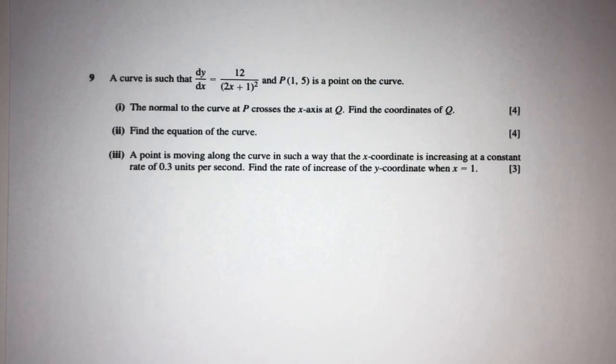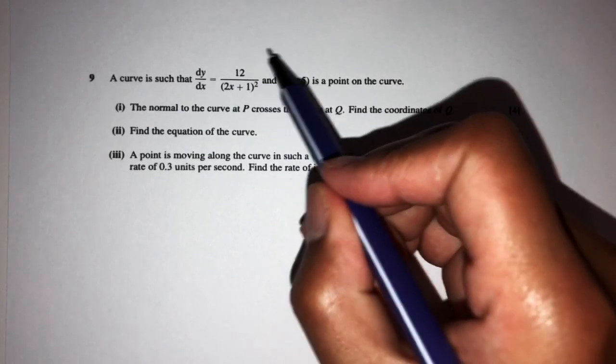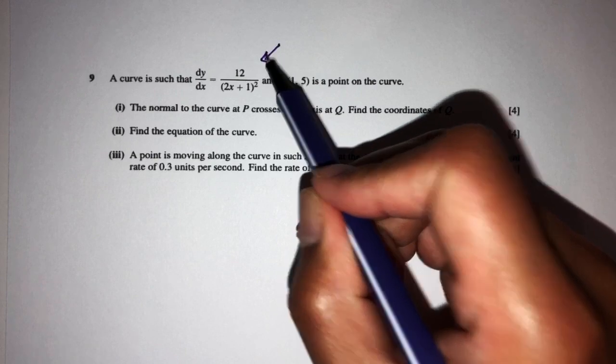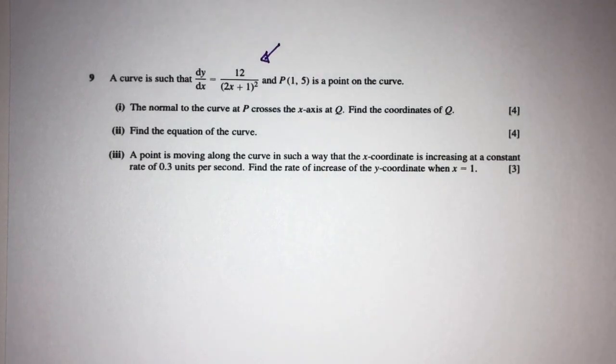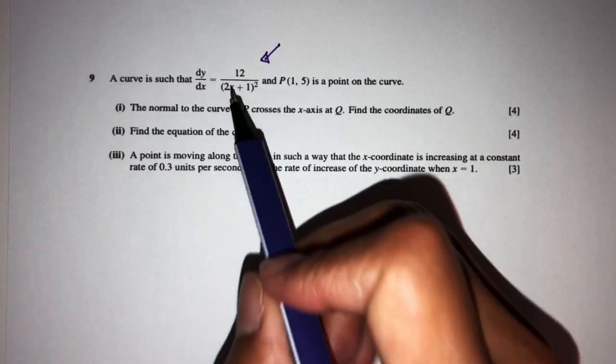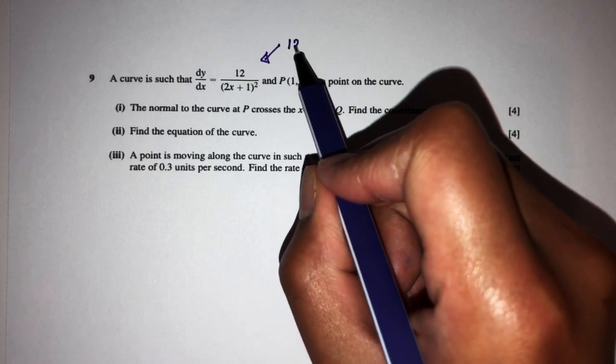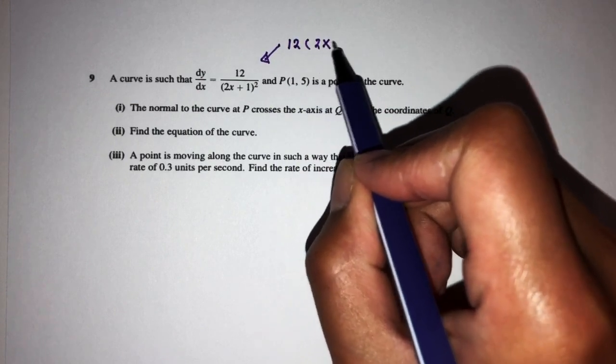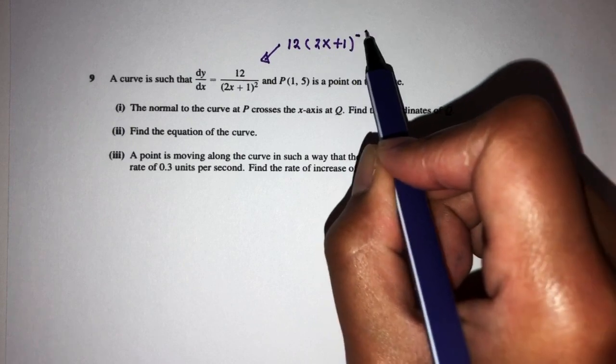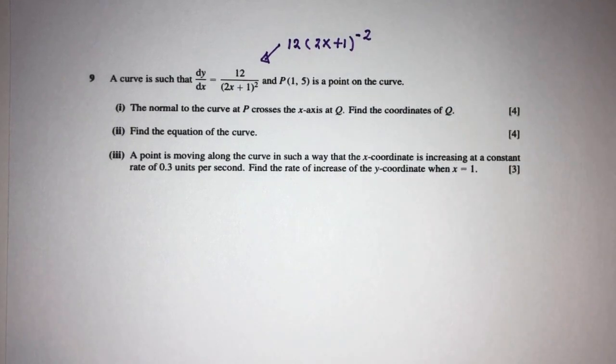So a curve is such that dy/dx is given by this. So we have the rate of change of, that's not the rate, sorry, it is the derivative of y with respect to x. So dy/dx is equal to this one. Now we realize that we can also rewrite this as follows. It can be written as 12(2x + 1)^(-2). Okay, so this is another way of writing the same equation.